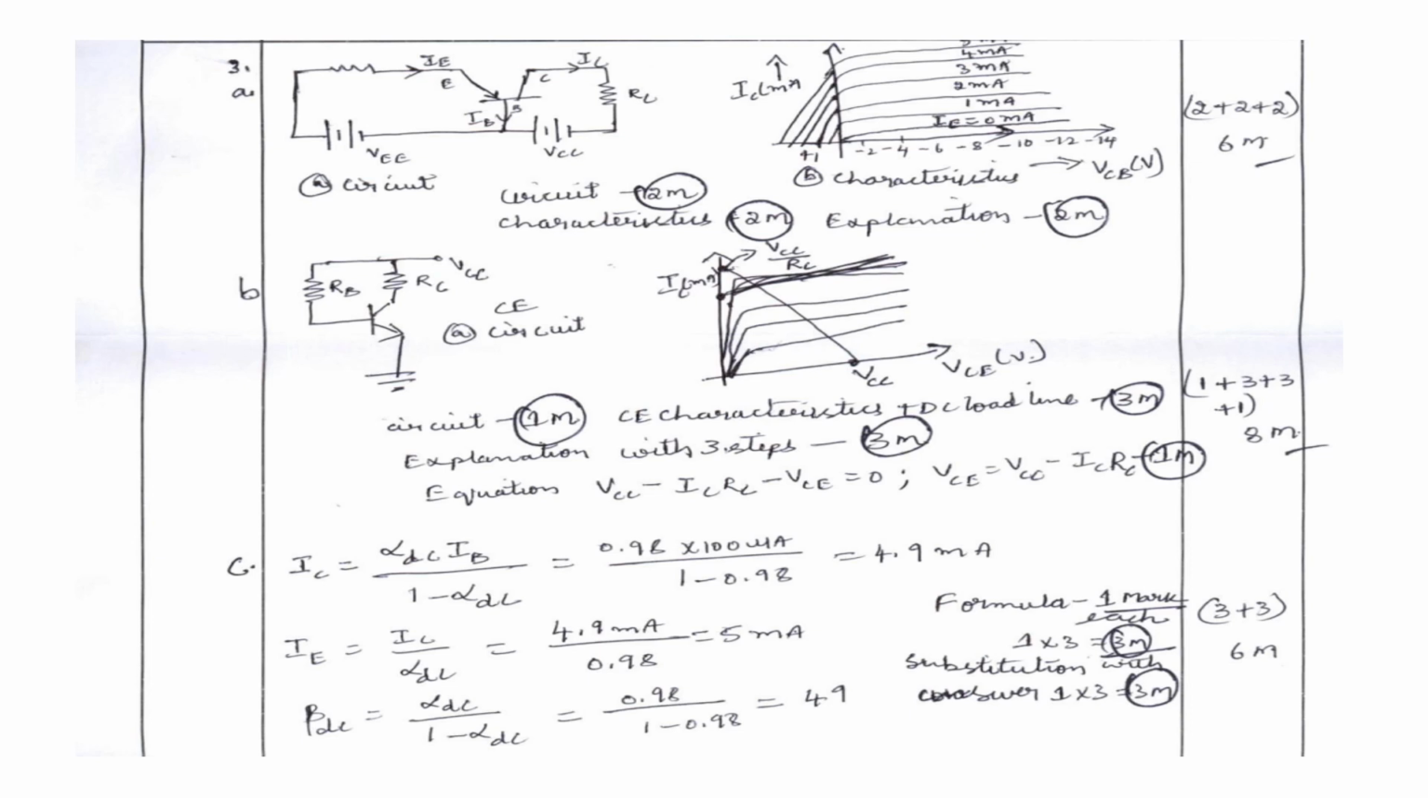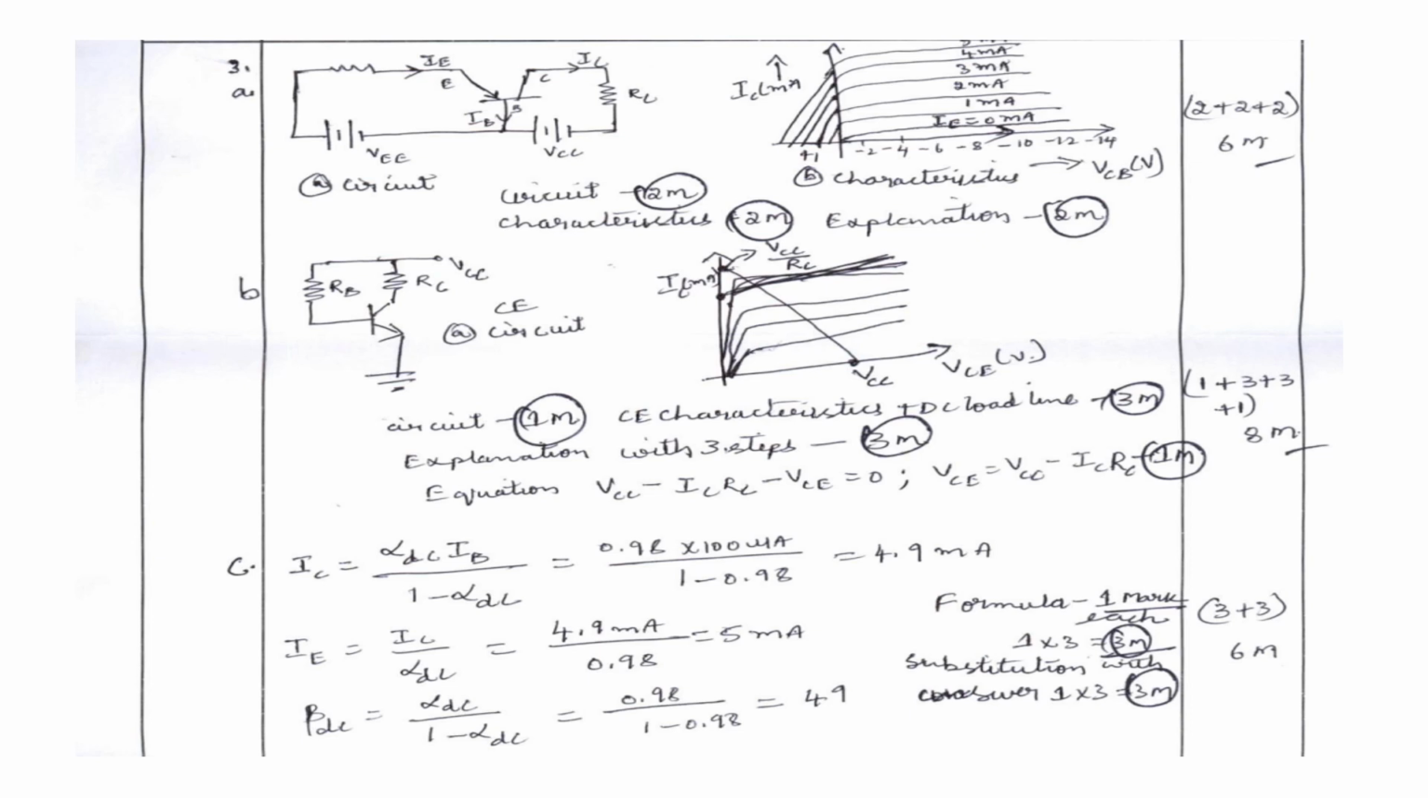C question was finding out IC and IE. So they have already given a set of beta DC values, alpha DC values. So with that you will be going to find what is IC and IE. So the formula for IC is alpha DC IB by 1 minus alpha DC. So the values will be substituted and the corresponding calculation should be done. For IE, IC divided by alpha DC. And for beta DC, alpha DC by 1 minus alpha DC is your beta DC. So the values you have to substitute and get the answer.